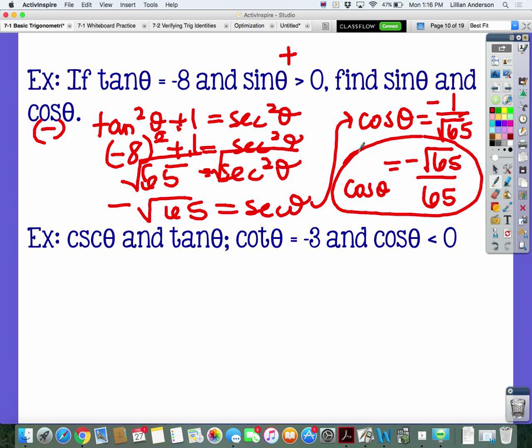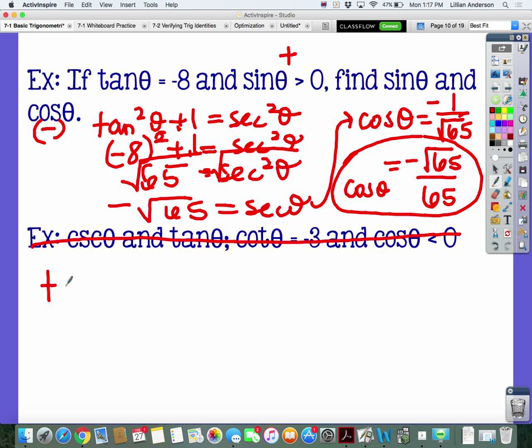Okay? Now to find sine, I'll hold off on this one. I'm going to do sine right below. To find sine, we can still use the fact that we know that tangent is -8, and cosine theta equals negative square root 65 over 65 to help us find sine. We could use the Pythagorean identity of sine squared theta plus cosine squared theta equals 1. We can do it a couple of different ways, okay? Don't think there's one set way to actually evaluate a trig function.